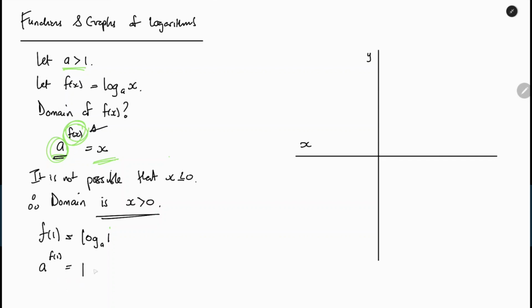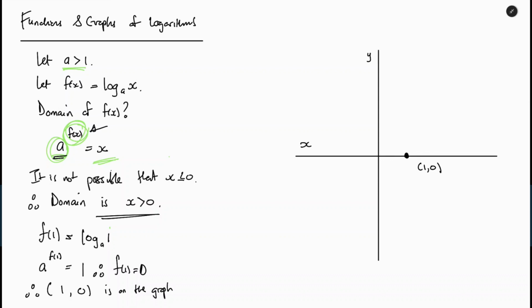That's the only way this equation is true. So therefore, f of 1 is equal to 0. So therefore, the point x is equal to 1 and y is equal to 0 is on the graph. And that's the case, remember, for any a greater than 1. So I'm going to draw that point on the graph here, over here, (1, 0).